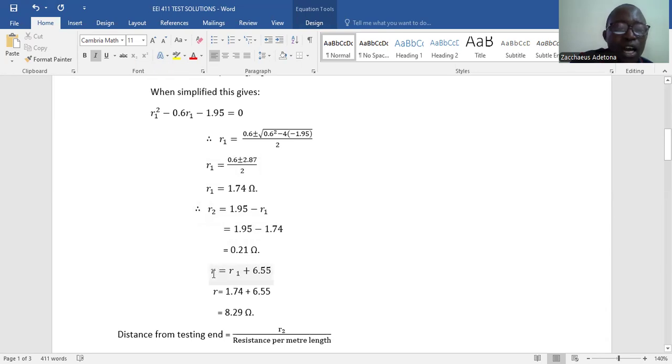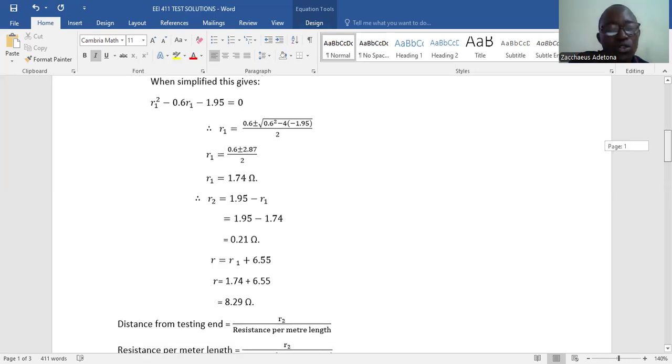And then small r is equal to R1 plus 6.55. That is R equals 1.74 plus 6.55, using the previous equations, the three equations we have before. So R equals 1.75 plus 6.55. So R equals 8.29 ohms.